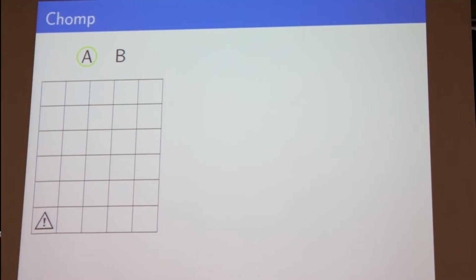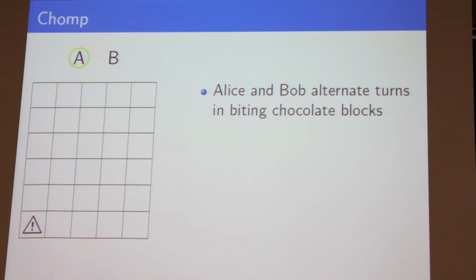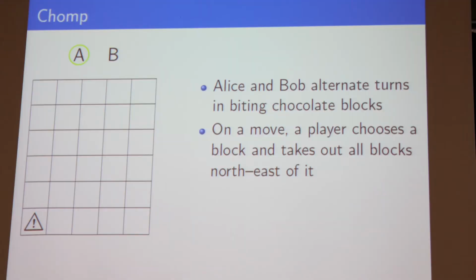The last one is more subtle. It's called chomp, which means to bite. Alice and Bob, this is now a bar of chocolate. Our friends alternate turns in biting chocolate blocks. Alice goes first again. The rule is as follows. On each move, a player chooses a block and takes out all the blocks northeast of it. All the remaining blocks that are above or to the right of the chosen block.